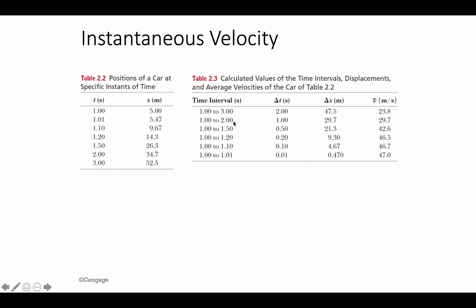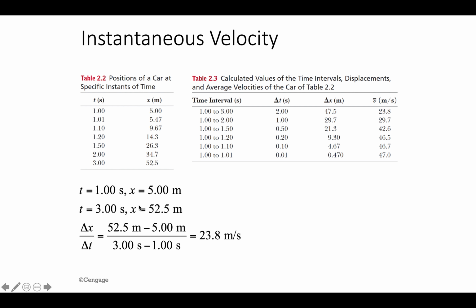So what they're doing here is reducing the amount of time in the time interval. For example, when you go from 1.00 to 1.01 seconds, it's a very small time interval, and that very small displacement will give you an average velocity from 1 second to 1.01 seconds that is very close to the instantaneous velocity at around 1 second.